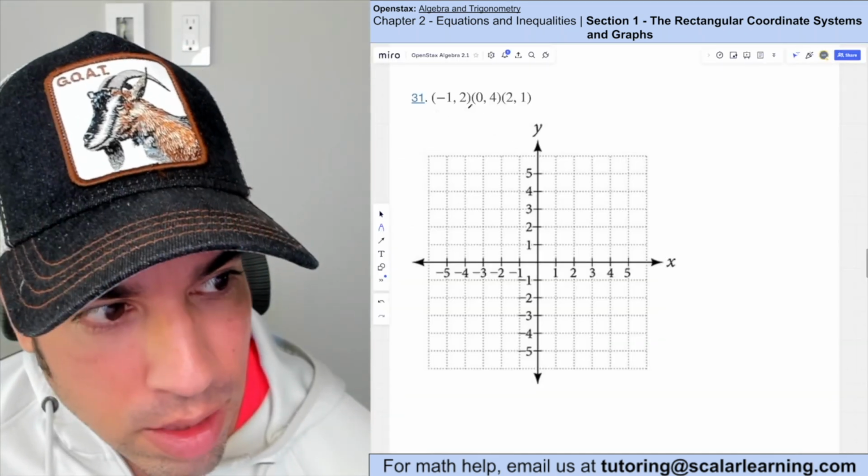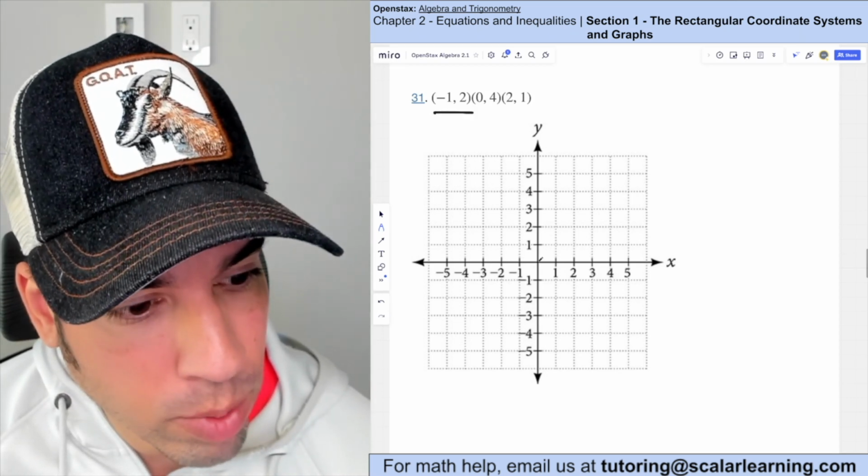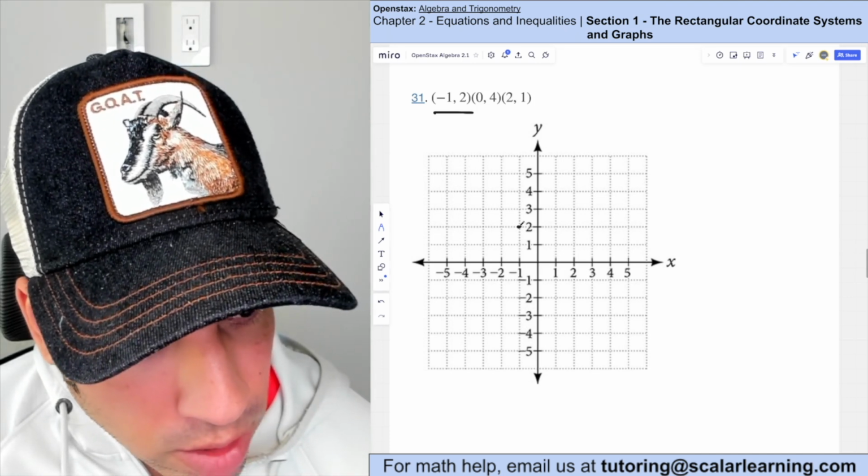Here we're just meant to plot these 3 coordinates and then see if they're collinear. So -1, 2, I would go -1, so starting at the origin, left 1, and then up 2. So there's -1, 2.